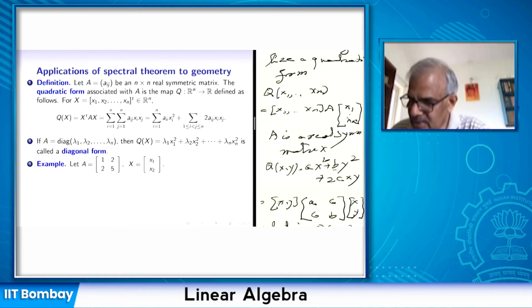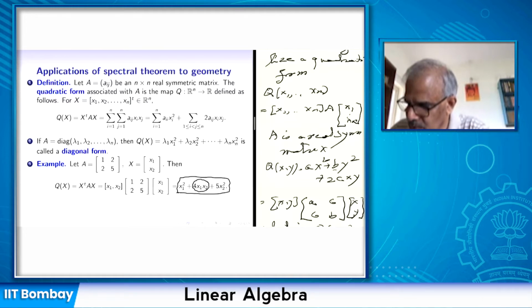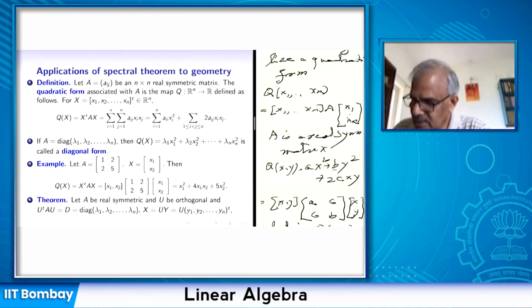How do we do it? So suppose I have this very simple 2 by 2 real symmetric matrix, and I look at the quadratic form which is defined by this real symmetric matrix and x1, x2. So if you take xᵀAx, it is like this. There is a mixed term for x1 x2, which is the sum of these two terms.